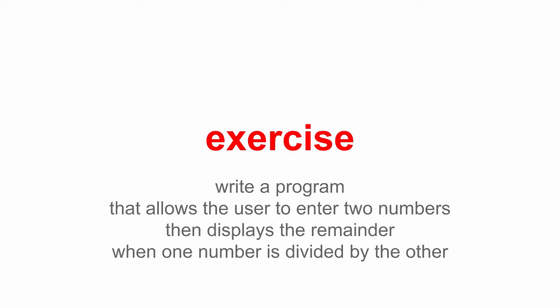So then format print, not print line, because we don't want a new line. Format print, "please enter a number" in quotes, and then format scan, and put in ampersand x, your first variable. And then another print, "enter a second number," and then format scan ampersand y, and then format print x percent sign y, and that'll give you the remainder.